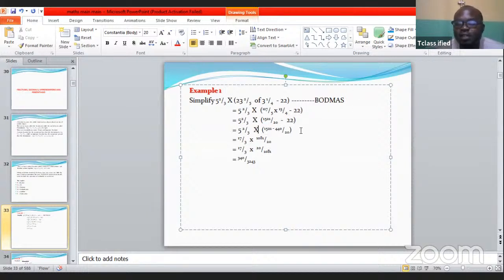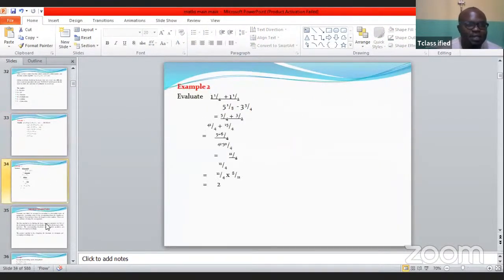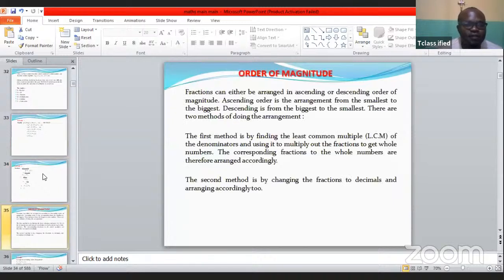So once we're done sorting out everything that is in the bracket, that's when we can relate it to something that is not in the bracket, still maintaining BODMAS. Then we can now put them together. So that's how you solve BODMAS. Okay. So this is the last one before order of magnitude. In the next class, we're going to be looking at order of magnitude.